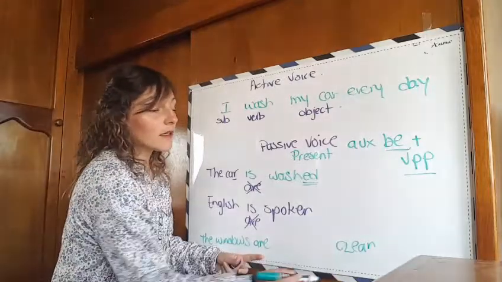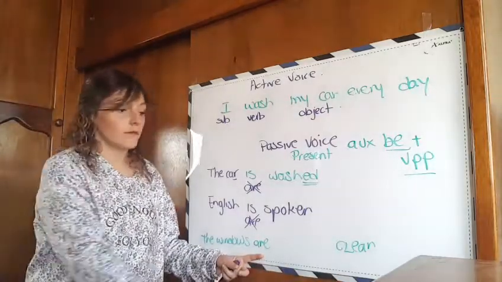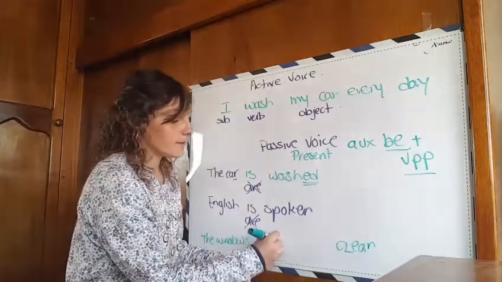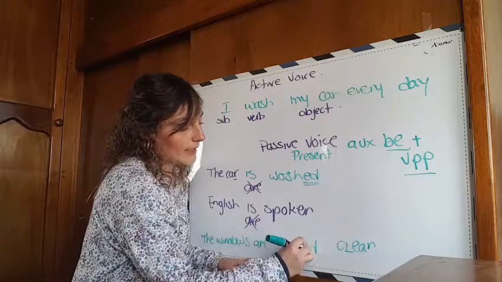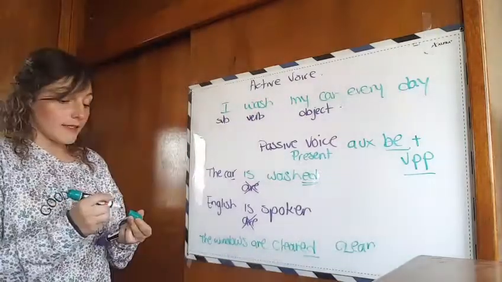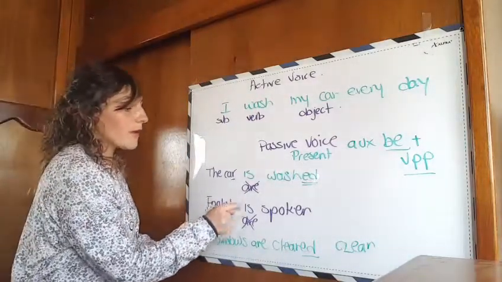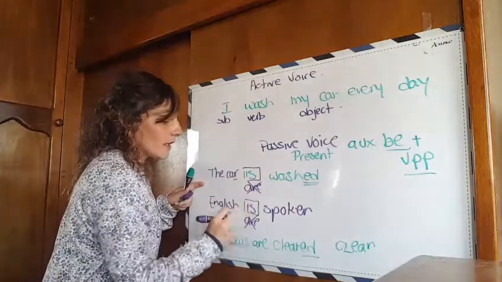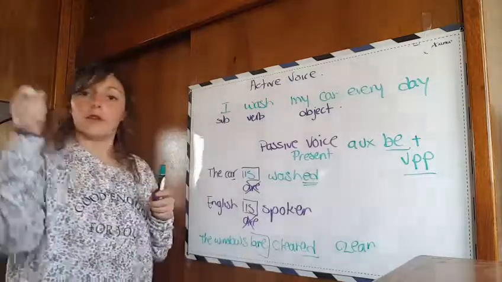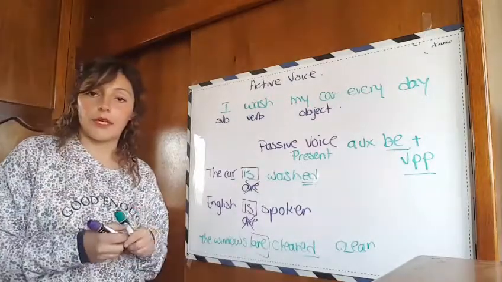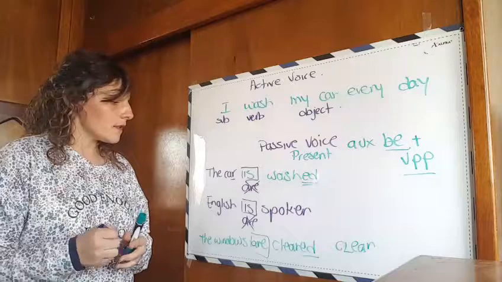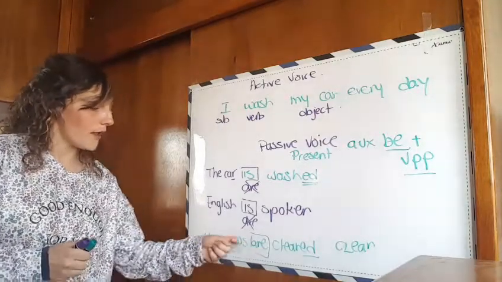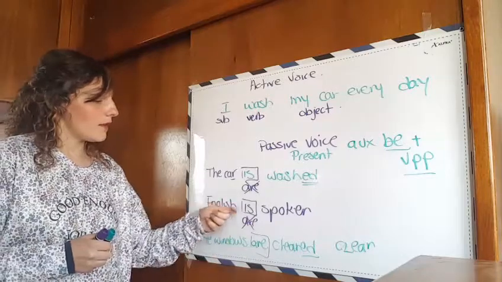Then I say clean. The past participle of clean, this is a regular verb. The past participle of clean is cleaned. Yes, and this is in present. Why? Because my auxiliary be is conjugated in the present, not the past, not the future. It is conjugated in the present, but it has to be according, it has to have a relation with the subject.